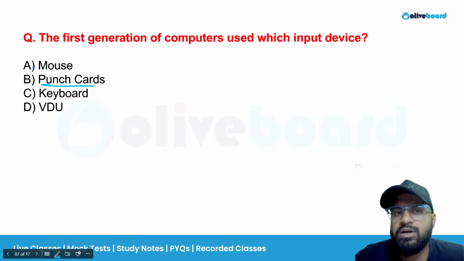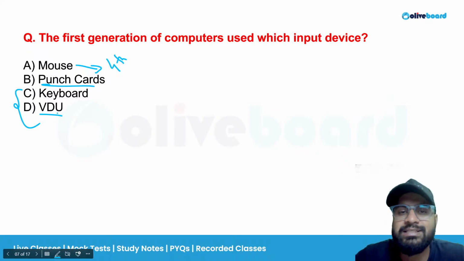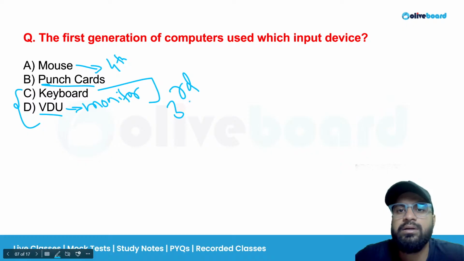And if we talk about the mouse here, we started the mouse with the fourth generation computer. With the fourth generation computer, we started using the mouse. And the keyboard and the visual display unit, that is actually a monitor, we started with the third generation. So these are third generation devices. Keyboard and monitor we started with the third generation here.